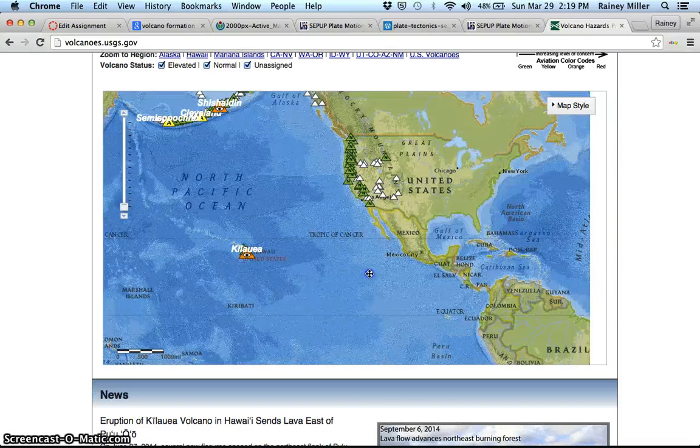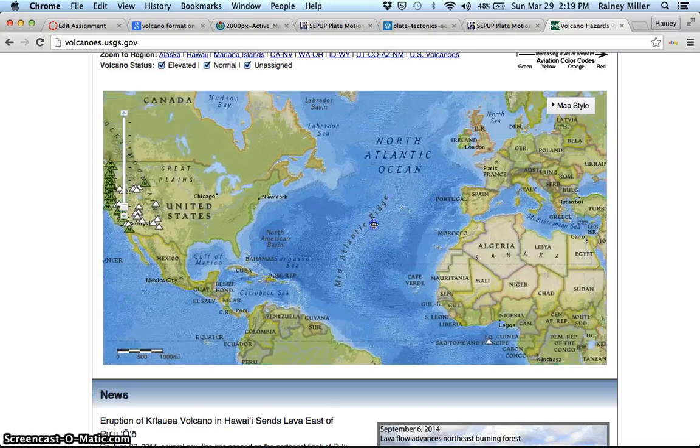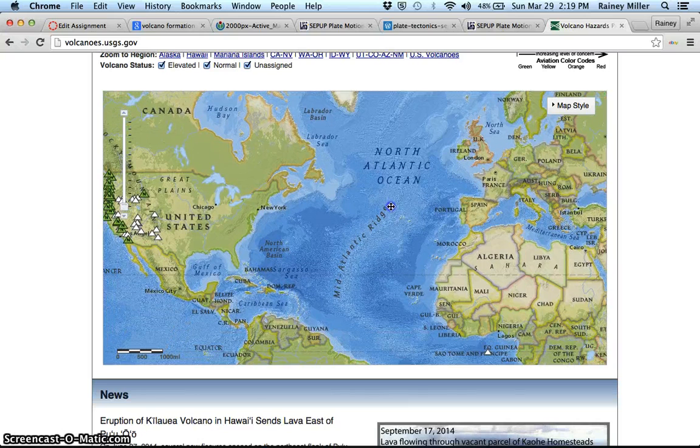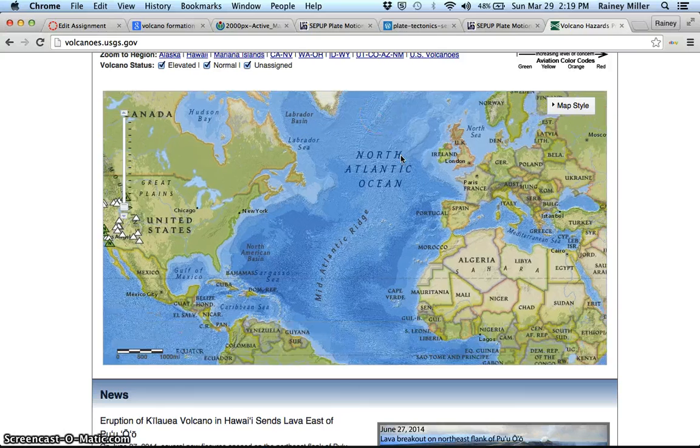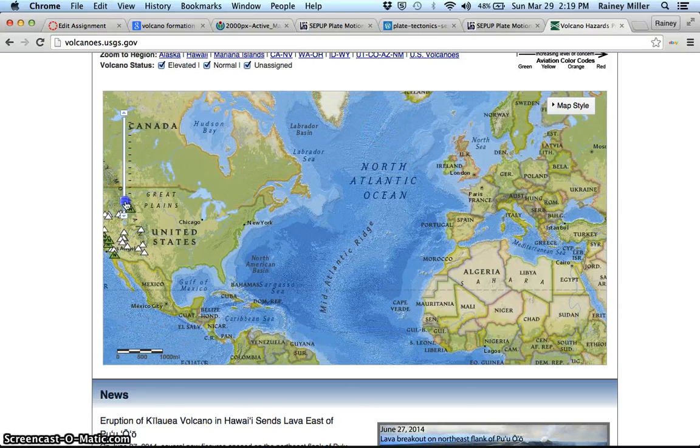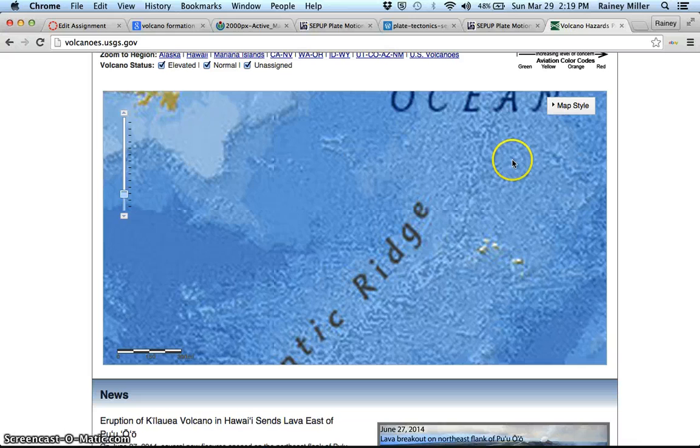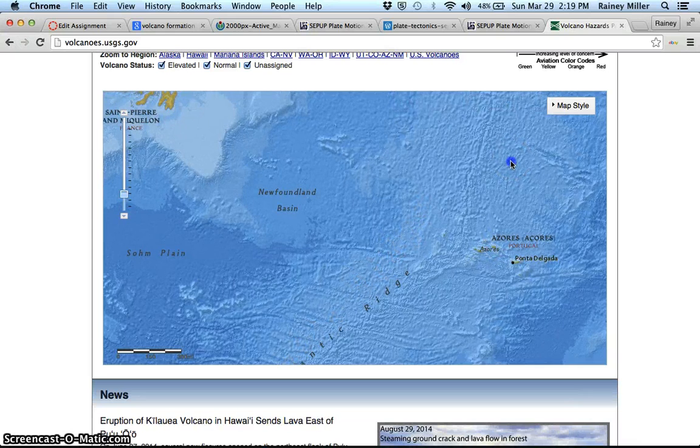Another place where you would have a lot of activity would be right here on the Mid-Atlantic Ridge. This is an example of a divergent boundary. So, for instance, up here in Iceland, they actually have quite a few volcanoes going on up there. And you can see, let's see if I can zoom in a little bit here. There we go. Give it a second to catch up.